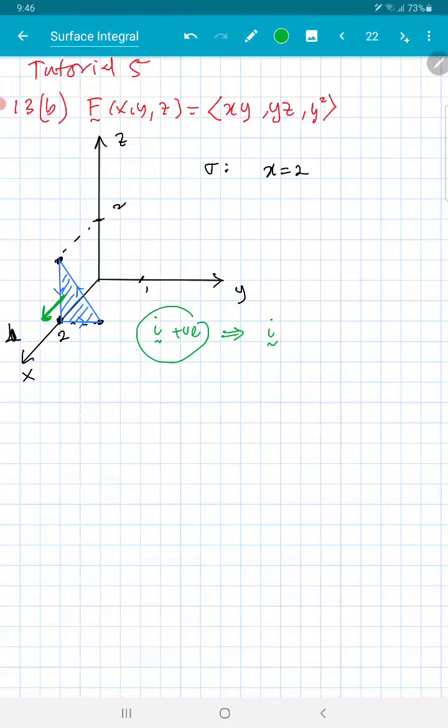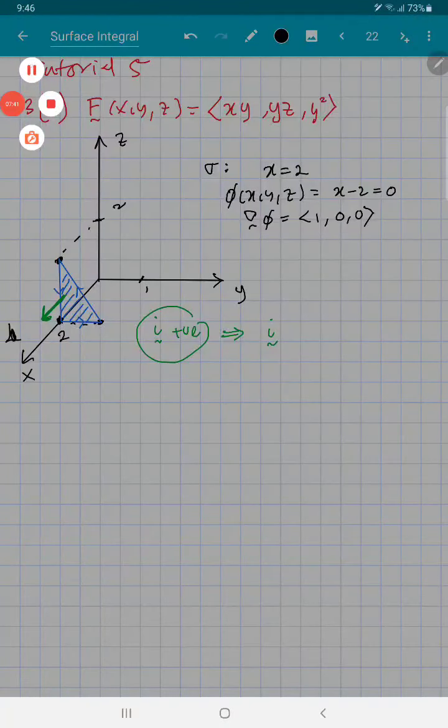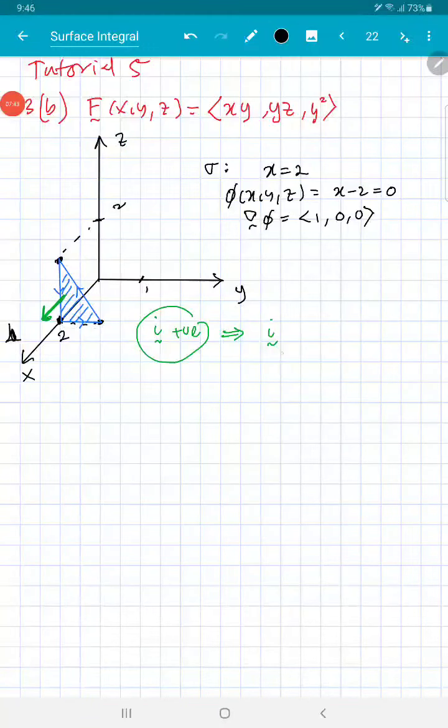You can rewrite the equation as x minus 2 equals 0, and find del phi is equal to (1, 0, 0), which has the same sign as what we want.